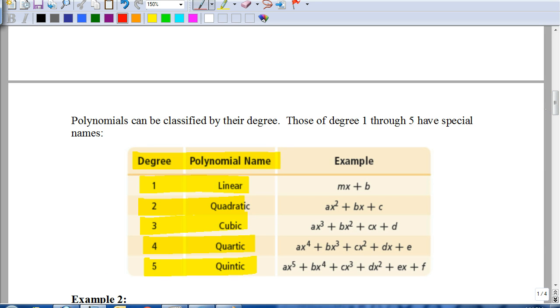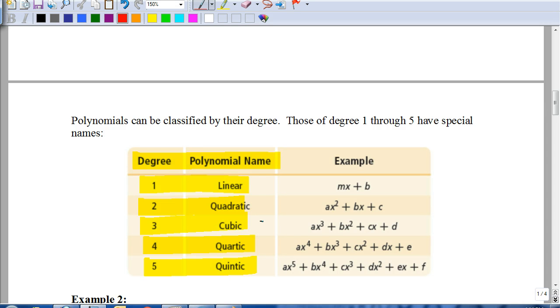Okay, now we name different polynomials by the degree of the polynomial. And these are degrees 1 through 5. We have special names. Beyond that, we don't have to worry about it. In fact, even a quintic, we don't hear about that very often. But let's just talk about these for a second. So if it has a degree of 1, we've talked about those before. Those are linear equations. You just didn't know that we called that a degree of 1.